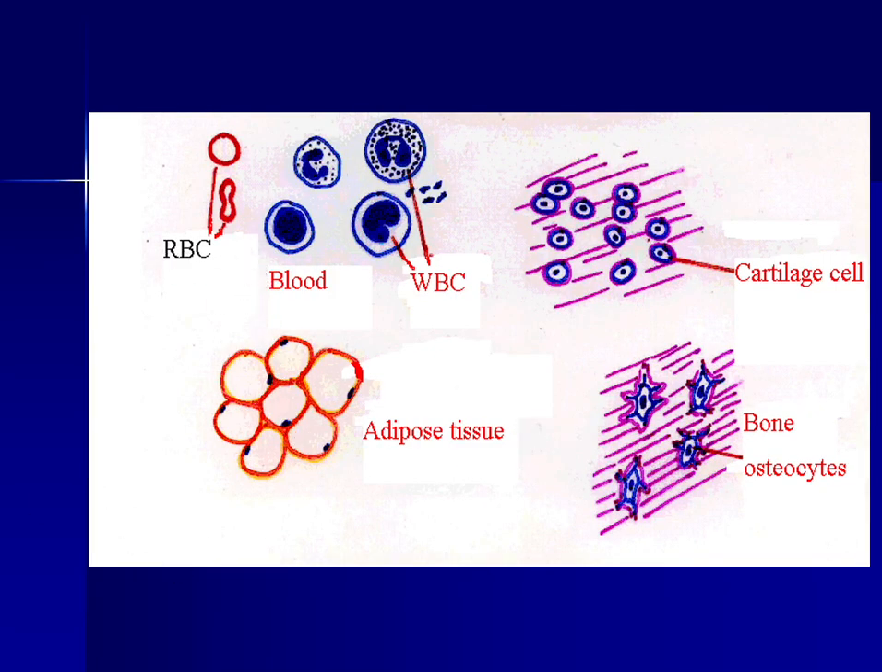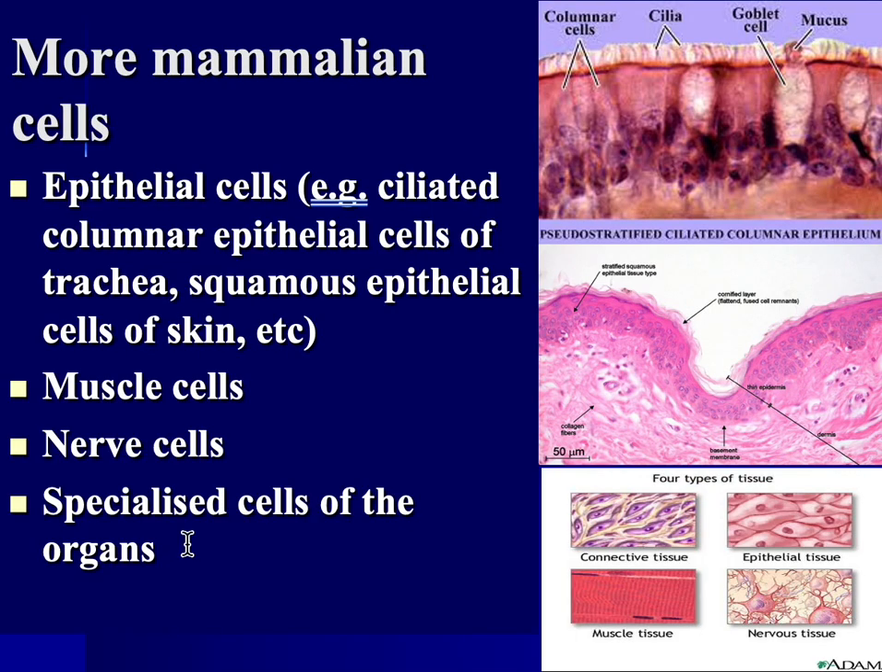Quite similar to what you've seen before. In addition to that, adipose tissue, the cartilage cells, the bone, and also osteocytes inside the bone. More mammalian cells over here: epithelial cells, for example, the ciliated columnar epithelial cells of the trachea, the squamous epithelial cells of the skin, etc., the muscle cells, the nerve cells, and also the specialized cells of the organ.